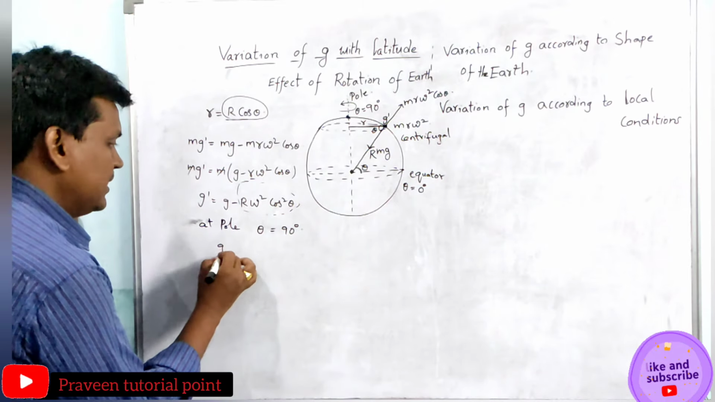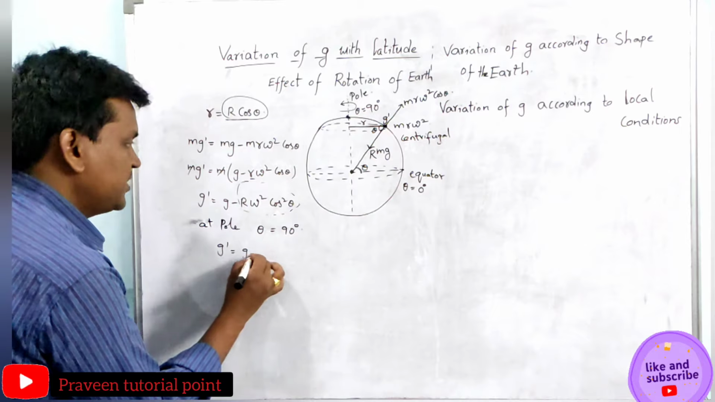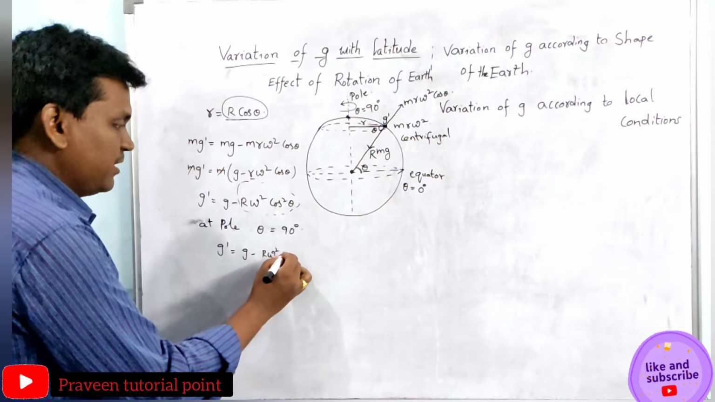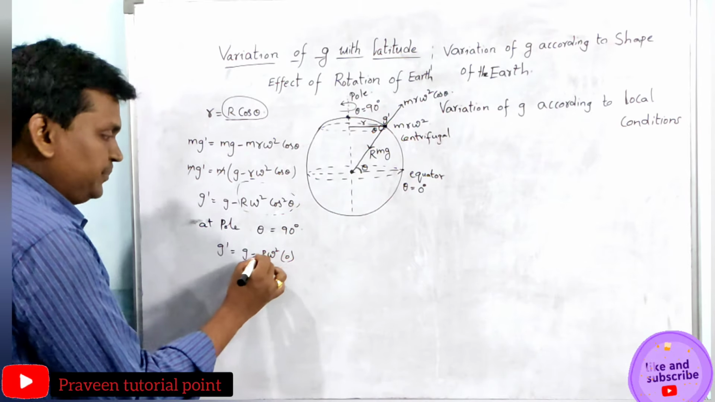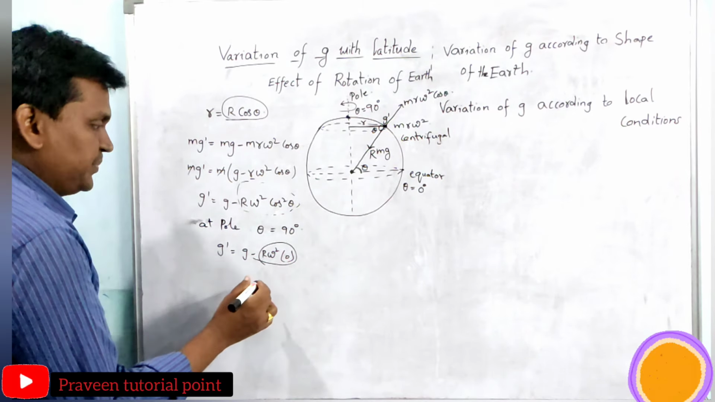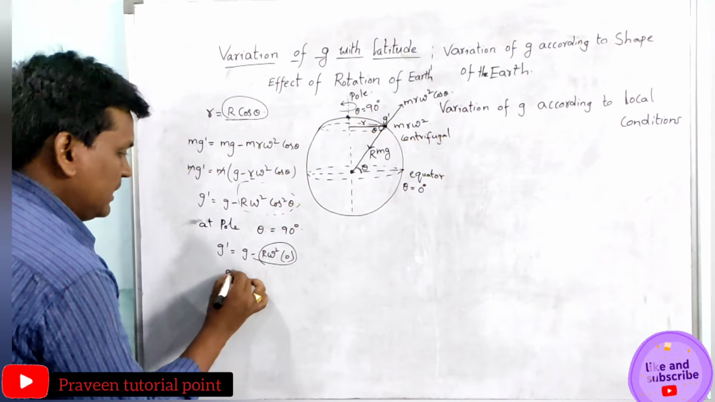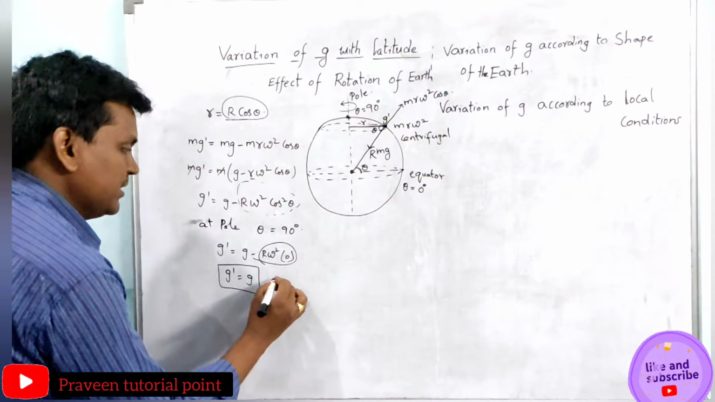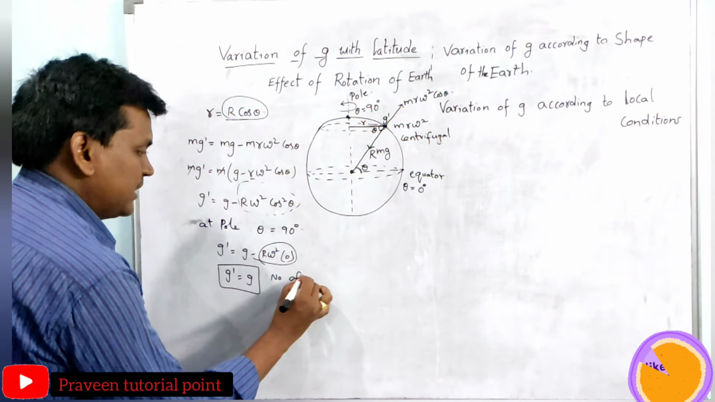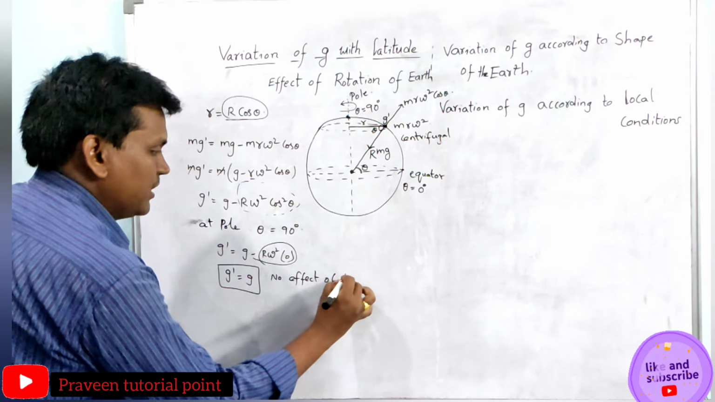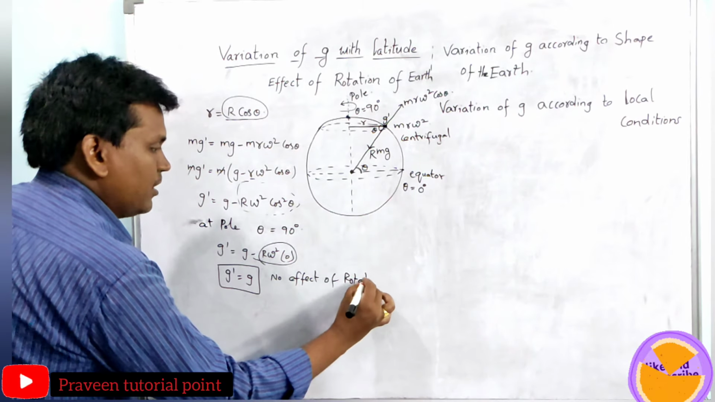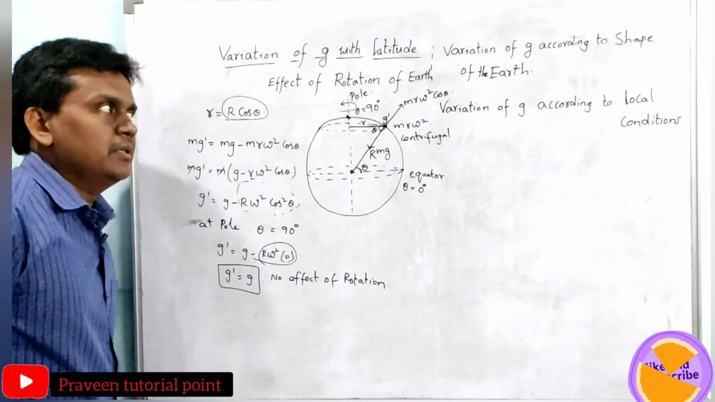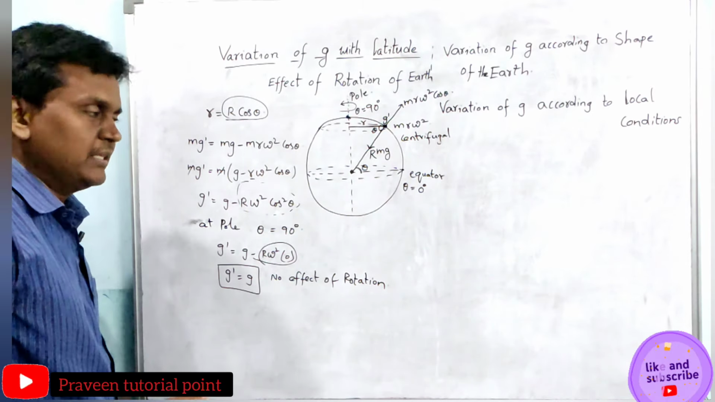So we'll get g dash equal to g minus r omega square cos theta, and cos 90 means the value is 0, so this whole term will become 0. So at the poles, g dash will be equal to g. That means no effect of rotation. There is no effect of rotation at the poles.